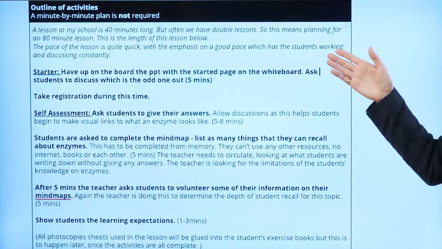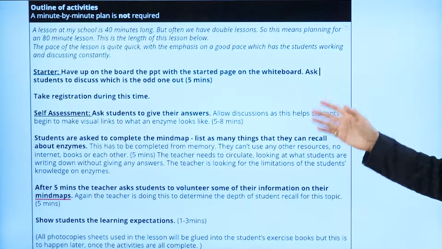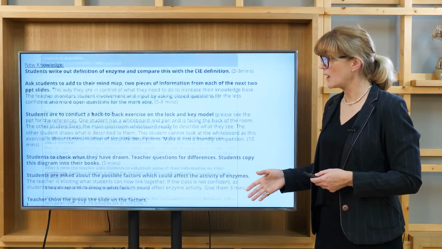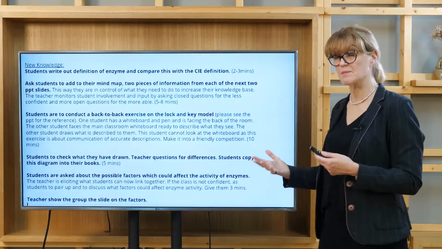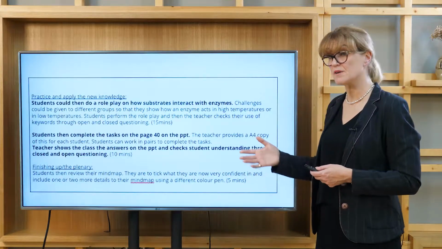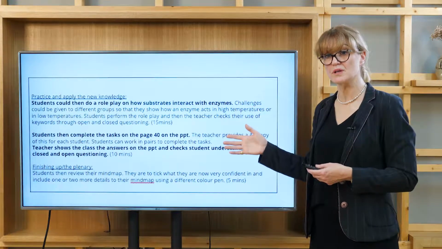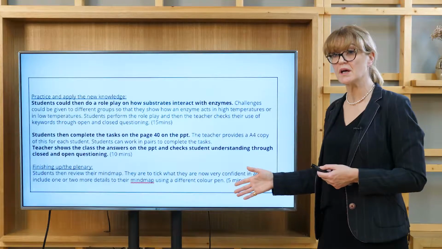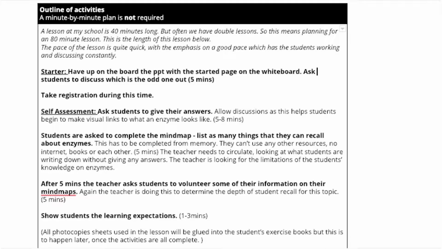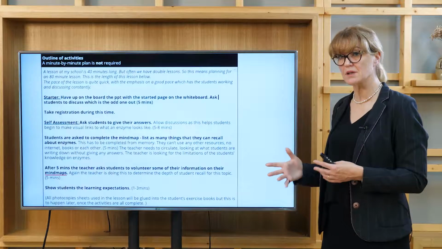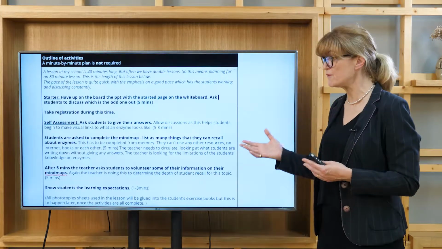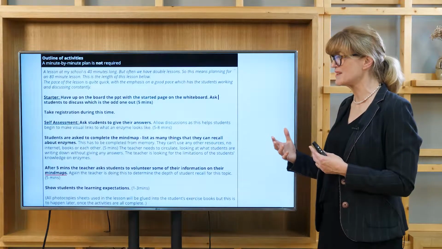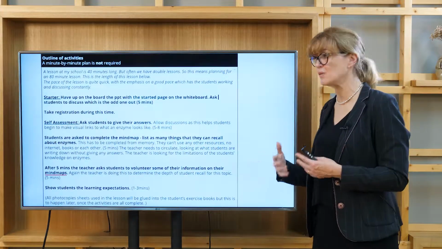Now, I've got sections. I've put it into a starter section, a self-assessment section, and a new knowledge section, where students are going to hopefully find something that is new to them in that lesson. Then I've got the practice and application of that new knowledge, and then finishing up with the plenary. You will find in international schools that quite a few of us have trained in the UK, and some of the structures we put into lesson plans involve words that we've been encouraged to use.